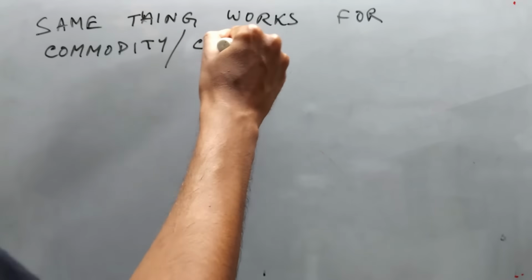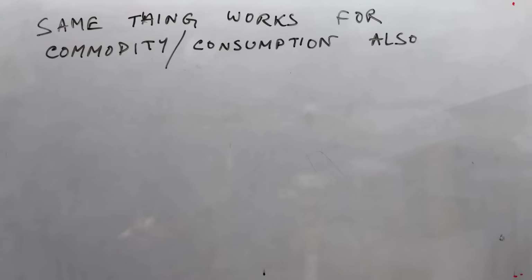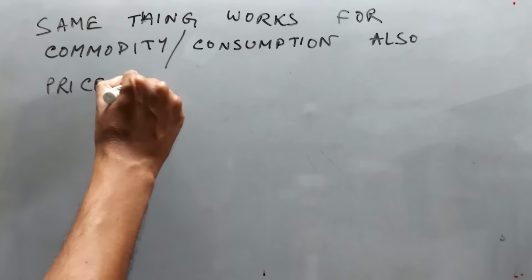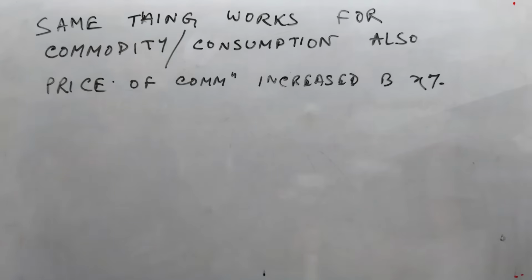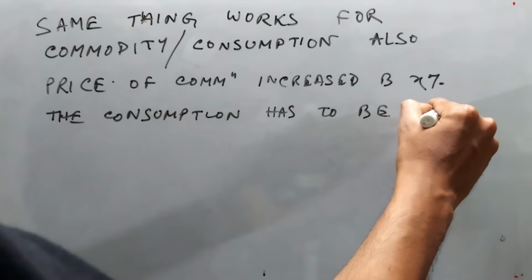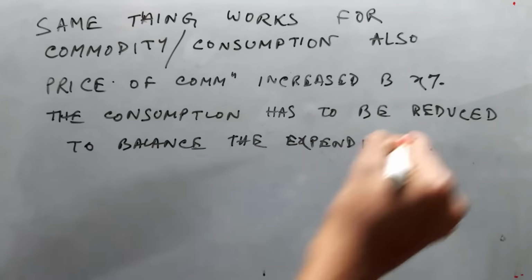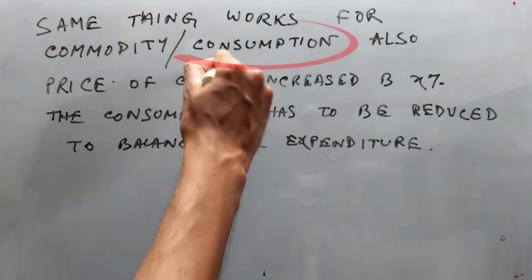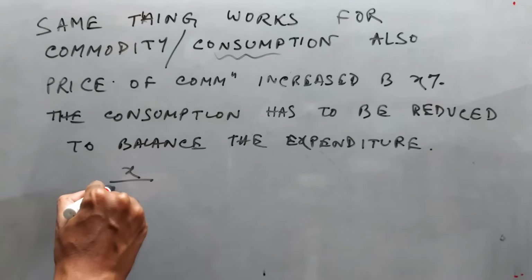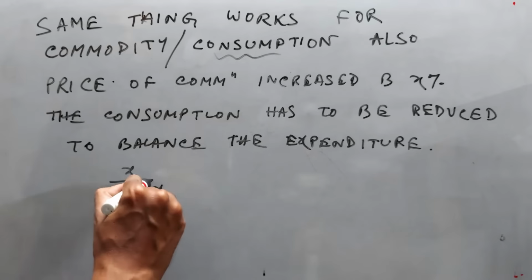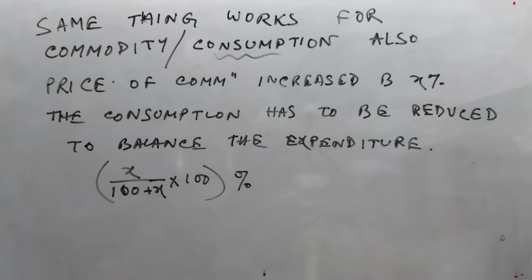Same thing works for commodity consumption also. Say the price of a commodity increased by x%, the consumption has to be reduced to balance the expenditure. What will be the reduction of consumption? Same way, same formula, x by 100 plus x into 100%.